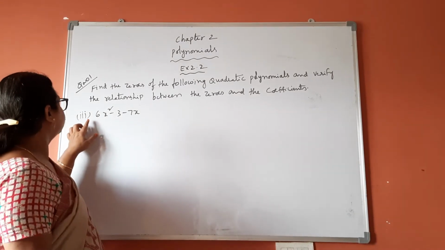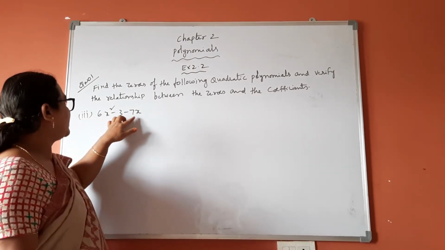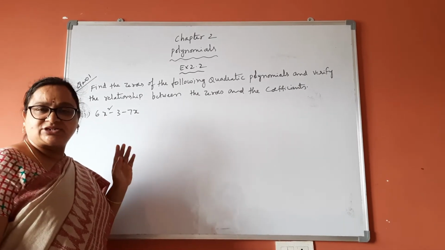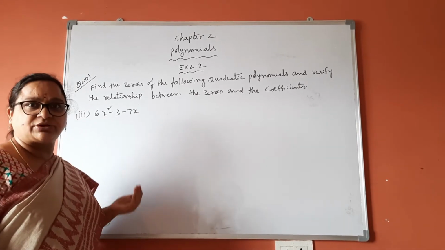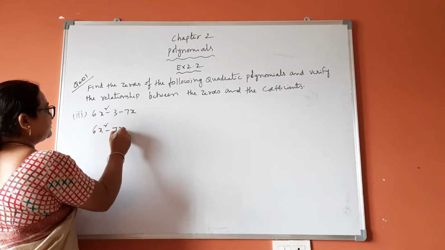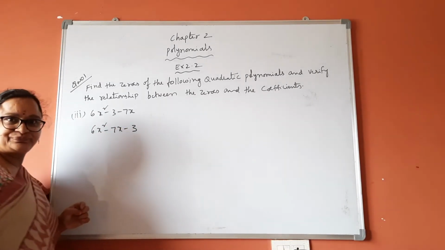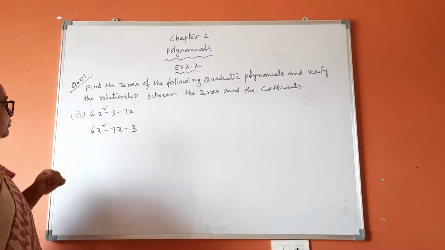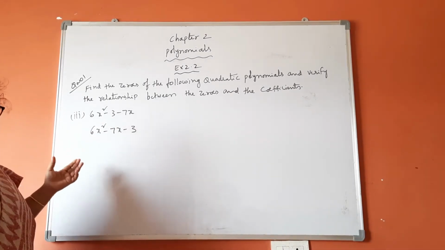The third one is 6x square minus 3 minus 7x. It is not in its standard form. First we need to write it in its standard form: 6x square minus 7x minus 3. Okay. Now by the splitting middle term method we find zeros.